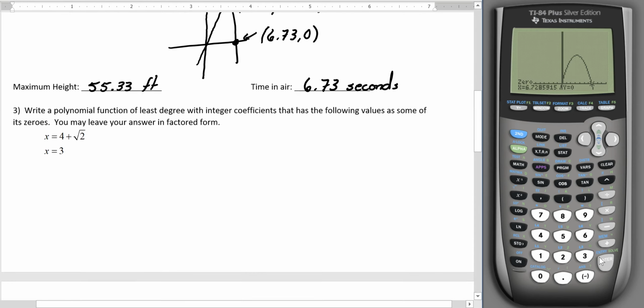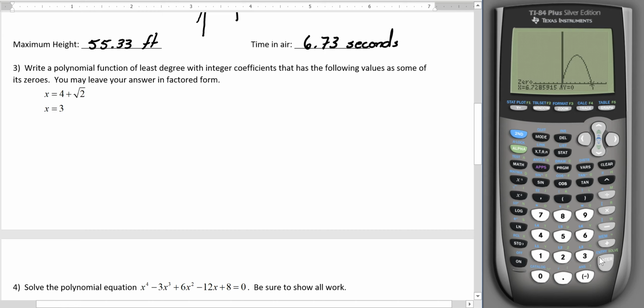Okay, number 3, write the polynomial function of least degree with integer coefficients that has the following value as some of its zeros. Okay, so the first thing I see here is 4 plus the square root of 2. So I know if 4 plus the square root of 2 is 0, I know then also that x must be 4 minus the square root of 2, right? Those conjugate pairs. So we have to be sure to remember those, and those apply to complex, to imaginary numbers as well. So with that being said, I can create my function.